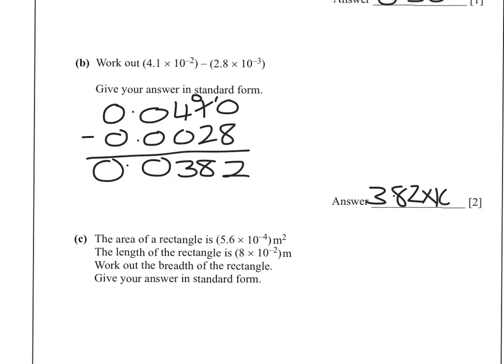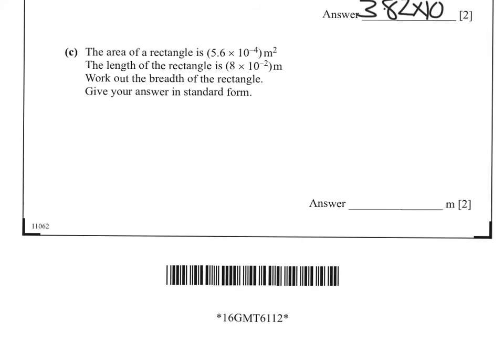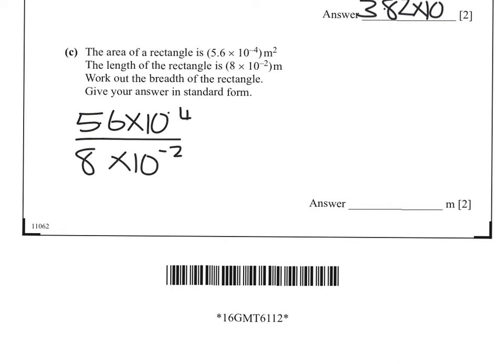3.82 times 10 to the power minus 2. When multiplying and dividing, it's easier to work in standard form. So the breadth will be the area divided by the length. So we want to do 5.6 divided by 8, and 8 goes into 56 7 times, so that gives us 0.7.